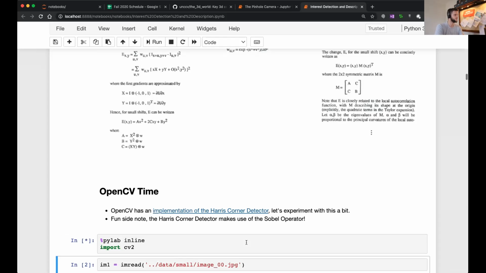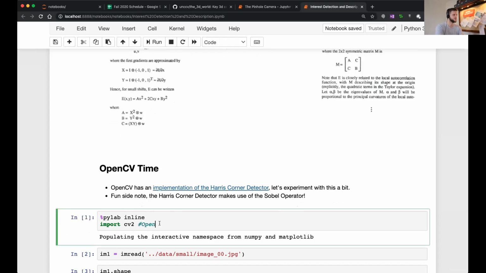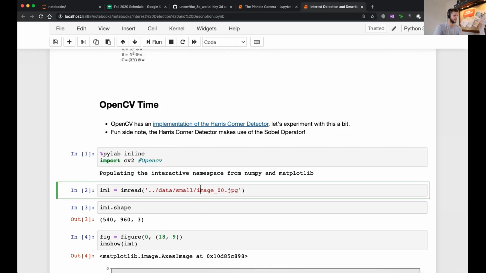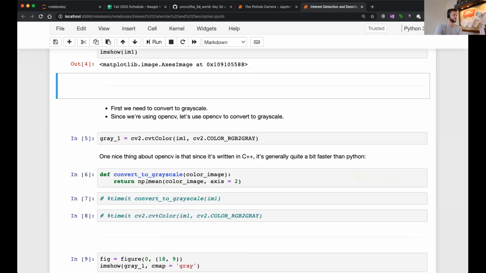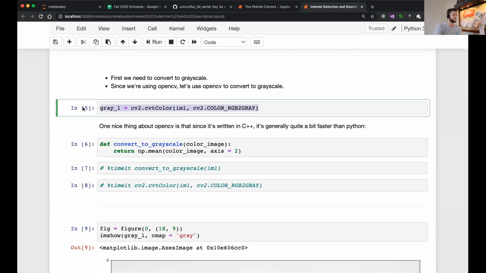So I'm going to import OpenCV. I don't think we've really used OpenCV in this class too much. It's a really nice library. It's a little bit older, but it can do a lot of really nice stuff. And generally, it's going to be faster than a lot of other image libraries. I'm going to open up our image. Here it is. So here's our brick ball cylinder image. I'm going to convert it to grayscale. I'm going to use the OpenCV convert to grayscale method.